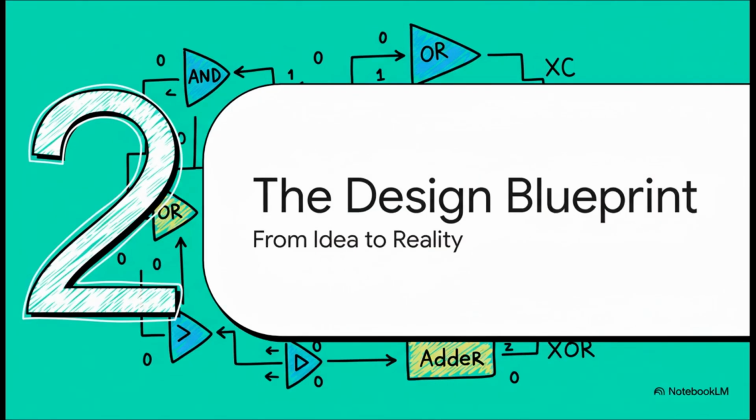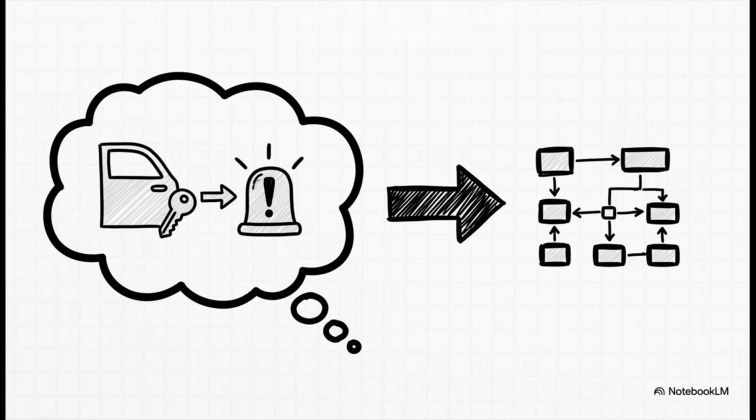Okay, so we've got the what. Now for the how. How do you actually go from just an idea in your head to a real working circuit that solves a problem? Well, it turns out there's a very clear step-by-step blueprint for that. Imagine you're an engineer and you get a task. Let's say, build a little warning system for a car that beeps if the door is open and the key is in the ignition. You can't just start grabbing wires and hoping for the best, right? You need a process, a reliable way to get from A to B.